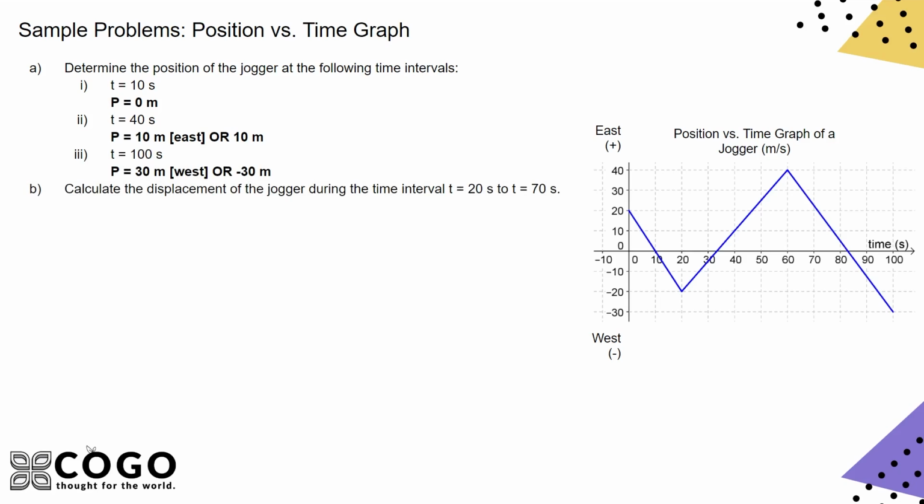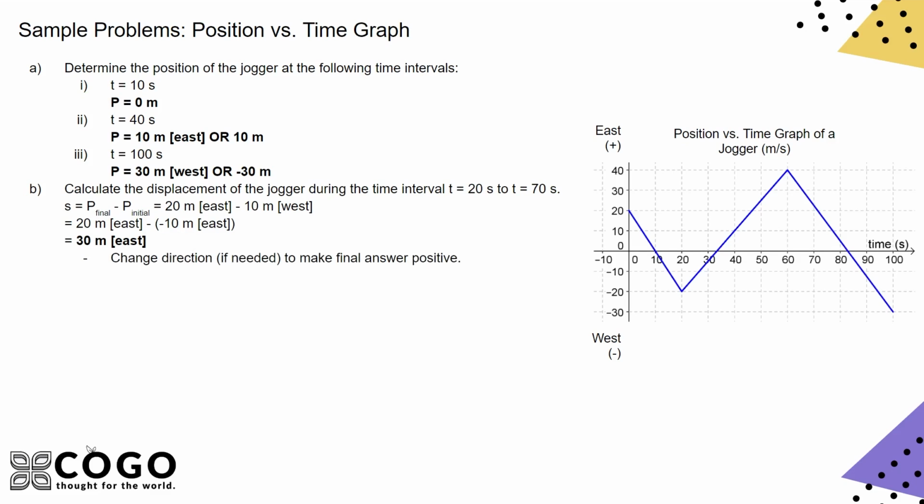Next, we are asked to calculate the displacement of the jogger during the time intervals 20 seconds to 70 seconds. Subtracting the final position by the initial, we get 20 meters east minus 10 meters west, which would equal 20 meters east plus 10 meters east, giving us a final answer of 30 meters east. One important thing to point out is that you should always change the direction so that your final answer is a positive number. For example, we would convert -30 meters west to positive 30 meters east in the final answer.